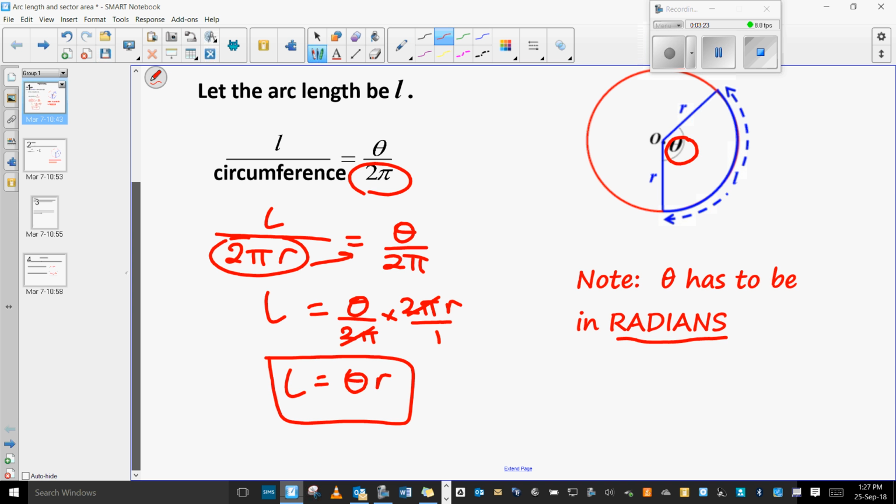So in your formula booklets that you will have treasured, you will find that formula. What did I say is the most important thing about this value here? It has to be in radians. The majority of questions will be given to you in radians, but if it's not, you need to change it to radians.